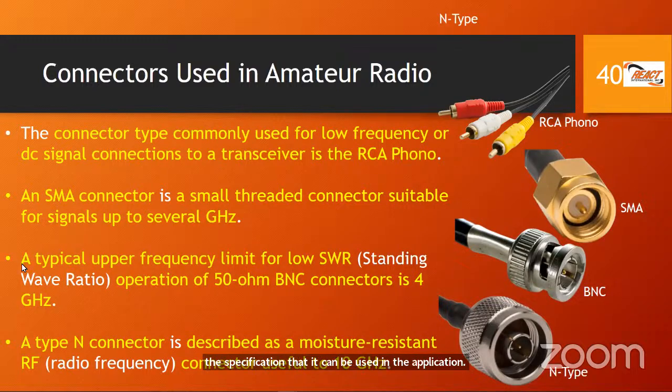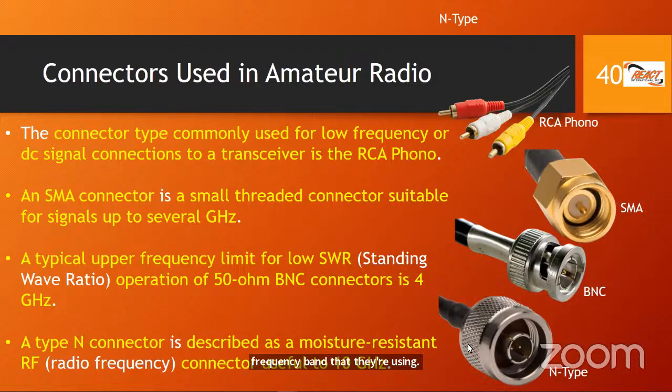Then we come now to the BNC connector, and it says that a typical upper frequency limit for low SWR, remember SWR is standing wave ratio, operation of a 50 ohm BNC connector is 4 gigahertz. So you need to learn those properties for the different types of connectors. Right? So above what we spec for the connector, it's going to be a poor connector for those purposes. But as long as it's less than or equal to the maximum spec for the connector, it will work quite well. So hams will choose the appropriate connector for the frequency band that they're using.